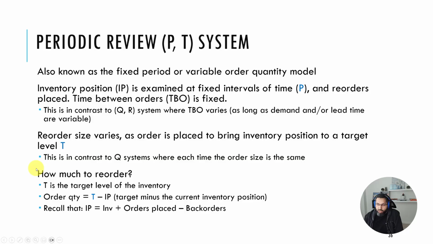So how much to order? T is the target level of inventory. So the order quantity at each time, whenever we examine inventory after P days, is given by T minus the inventory position IP. And then when to order is answered by every P days. How much to order is answered by T minus IP in this system.